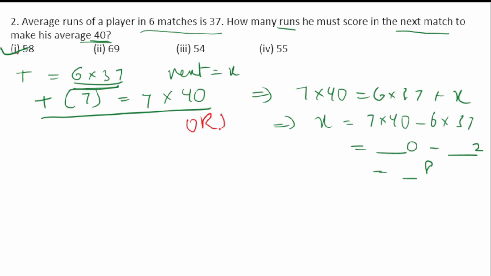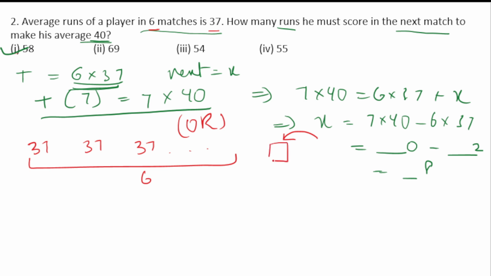Or we can do this in another method. See, the average is 37 and the number of matches he played is 6. So we will assume in each match the number of runs are 37. Okay, there are total 6 matches. And in the next match he should score the number of runs in which the average becomes 40. The average becomes 40. So the new average will be 40 here. So 37 becomes 40. So for each match the number of runs he gave is 3.